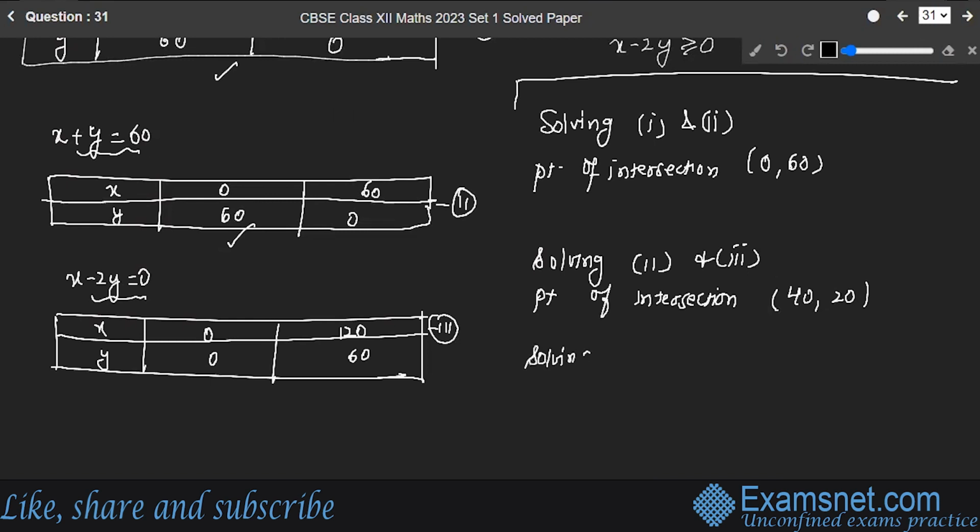Similarly, solving 1 and 3, point of intersection as 60, 30.